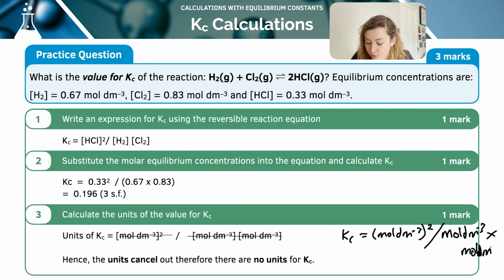That's from the HCl and that's from the Cl2. And they all cancel out. Those are all going to cancel out with each other. So there's no units for Kc for this equation. Some will have no units, some will have units of moles per decimeter cubed, some will have moles squared per decimeter to the -6. So you need to do this process I've just shown here.